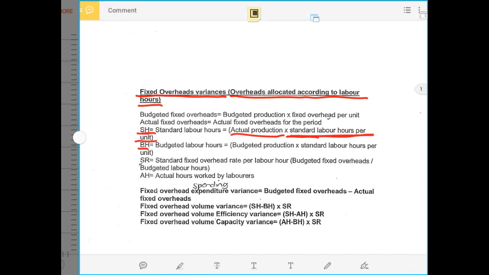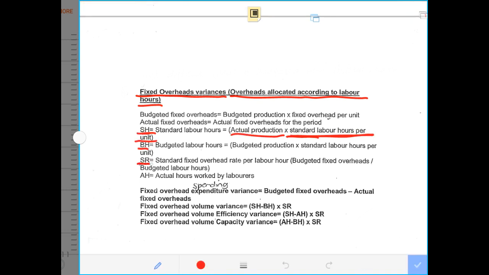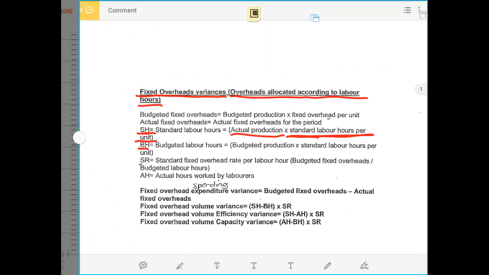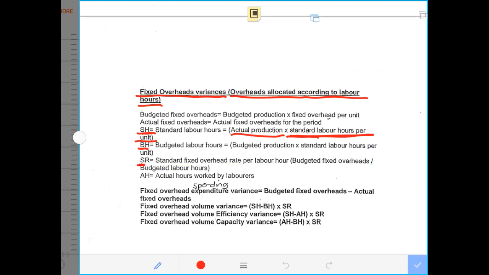Then we go to the next one, which is SR. SR is the standard fixed overhead rate per labor hour. Take note of the fact that here it is per labor hour. Why per labor hour? Because overheads are allocated using direct labor hours as the base. Therefore, after we have done the allocation using the base of labor hours, that will give us the standard rate per labor hour. It is the budgeted fixed overhead divided by budgeted labor hours. That is how we get to the standard fixed overhead rate per labor hour.